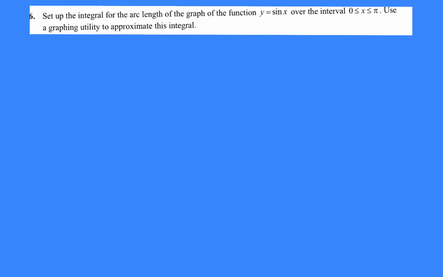Set up the integral of the arc length of the graph of the function y equals sine of x over the interval 0 to pi. So sine of x, you know what the function is, is the function which is 0 at x equals 0. It takes the value 1 at pi divided by 2. It takes the value 0 at x equals pi. So it's this function. And what it says is set up and use a graphic utility to approximate the integral. It means that you will not be able to do the integral with the technique that we know.